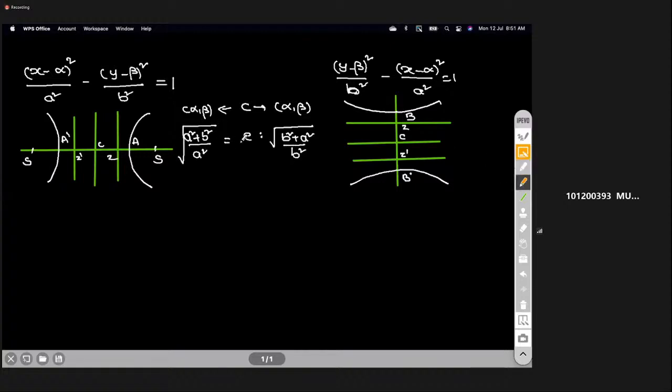I don't write is equal to, so I am writing each part. Okay, next one, transverse axis. For this one, the transverse axis is x is equal to alpha. For this one, the transverse axis is y is equal to beta. Conjugate axis: for this one, the conjugate axis is x is equal to alpha. For this one, y is equal to beta.